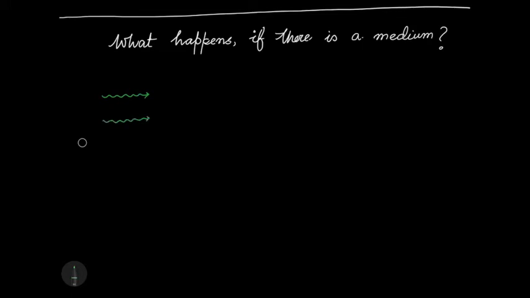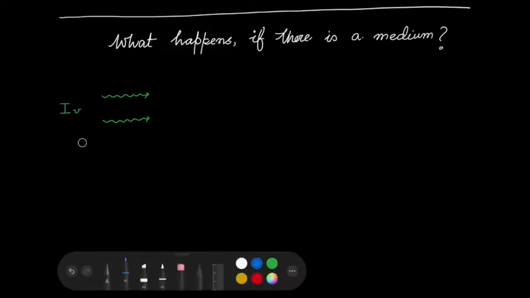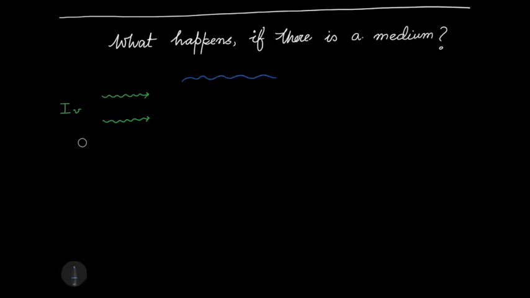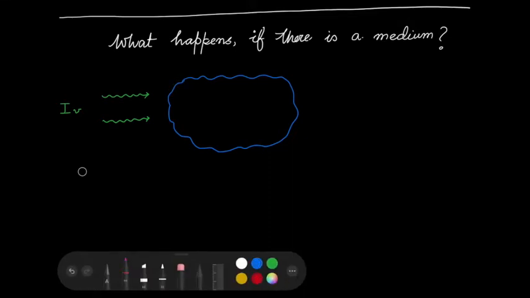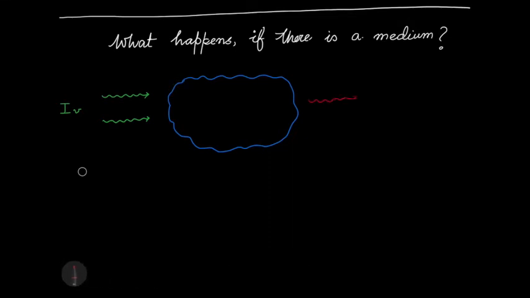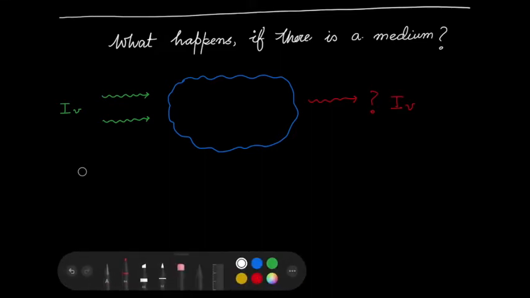So what is the picture? The picture is that I have some radiation coming in. This radiation at the source, this is I nu. Okay. And then I have a medium, some medium here. And after the medium, I want to know what will be the radiation here. So, what is this red I nu? That is what I want to know.